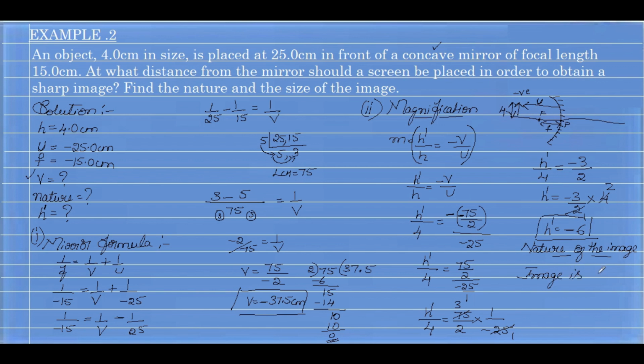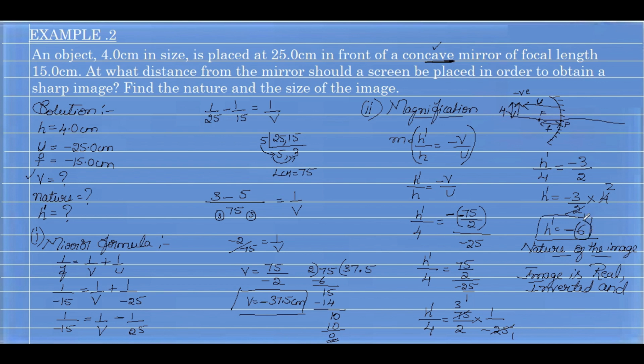So the image is real and inverted. Since the mirror here is a concave mirror, in a concave mirror usually a real and inverted image will form. Real and inverted.